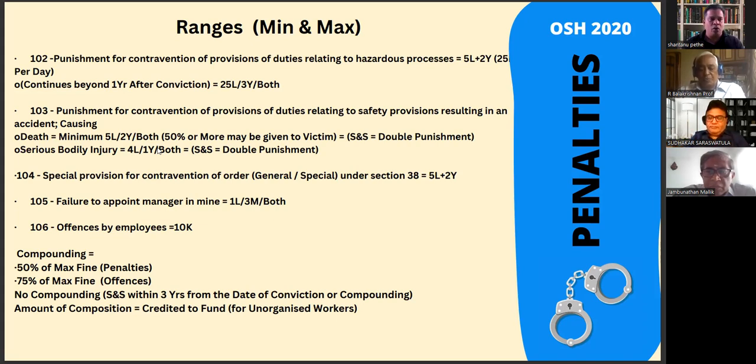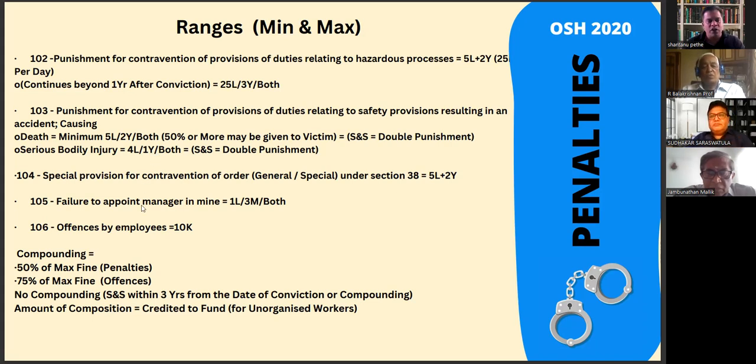So if there is one death due to accident, and then another death, this penalty will get doubled, like 5 lakh will become 10 lakh, 2 years become 4 years, and like that. Apart from death, if there is serious bodily injury due to an accident, then there is a fine of 4 lakh rupees, 1 year of jail, or both, and for second and subsequent, there will be double the amount, double punishment.